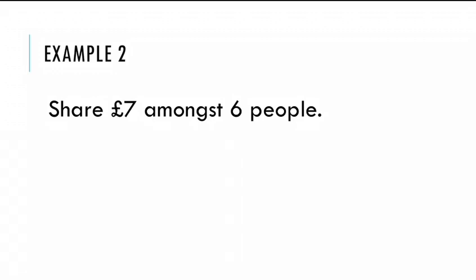So if I share £7 among 6 people, let me divide 6 into £7, and I'm going to put in the 2 zeros for the pennies. 6 goes into 7 once with a remainder of 1. 6 goes into 10 once with a remainder of 4. 6 goes into 40 6 times with a remainder of 4. And again, 6 goes into 40 6 times, and so on.